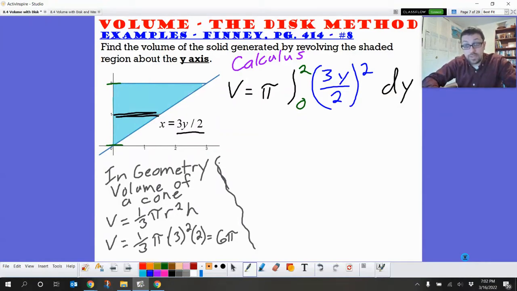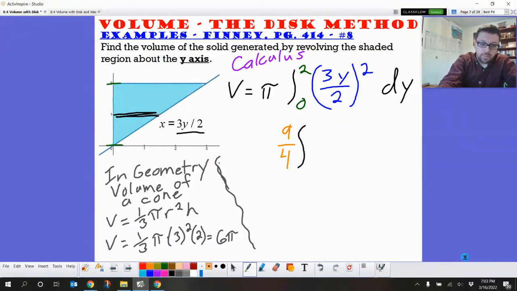That's set up. Now it's just a matter of integrating that thing. So I'm going to do that square just so that I don't have a chain rule thing going on. And since that 3/2 is just a constant, why don't we pull that in front? So that'll be 9/4. We're going to put that in front of our integral. We'll stick it there with our pi. And we've got a y squared. And we're finding our antiderivative with respect to y. We're still going from 0 to 2. And this still equals the same thing.